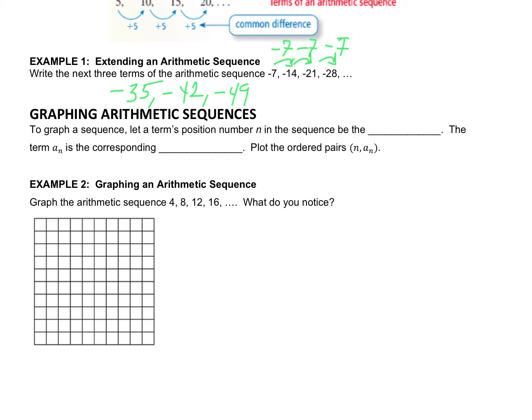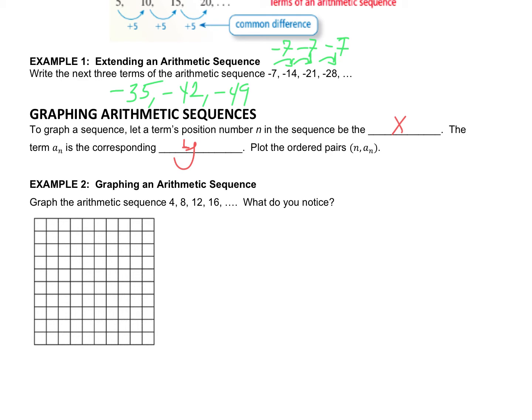So to graph one of these sequences, we're going to let the position, that n, in the sequence be our x value. And then the term, the number that's the term at that position, will be the y value. And we're going to plot those ordered pairs. So in this case, instead of x, y, it'd be n, comma, an. But really, the input is going to be our position. The output, which would be the y, will be what that number is in the sequence.